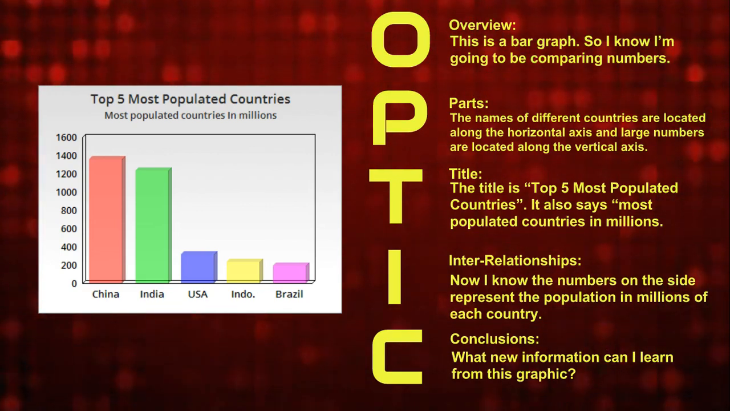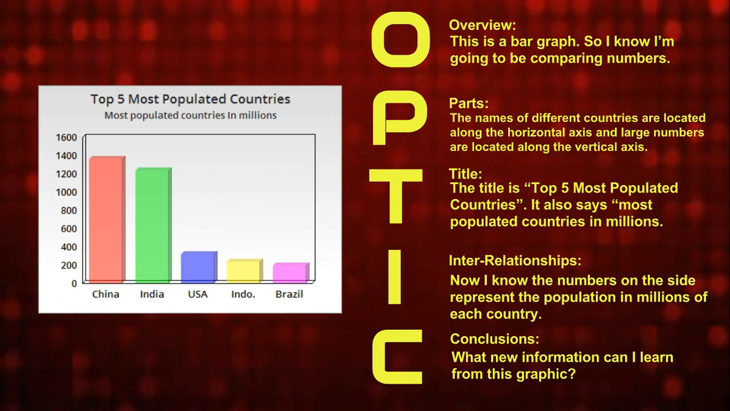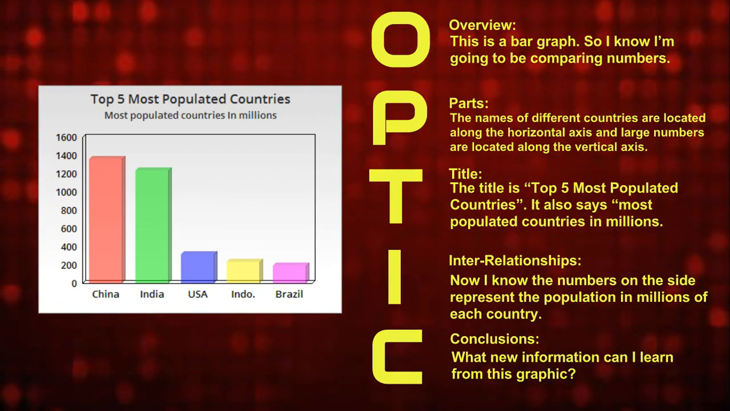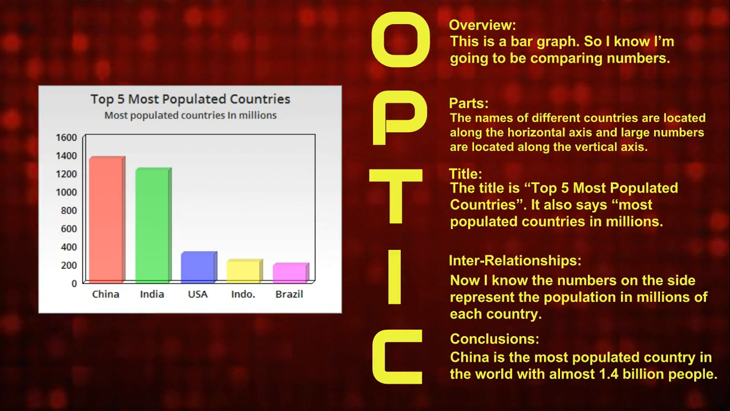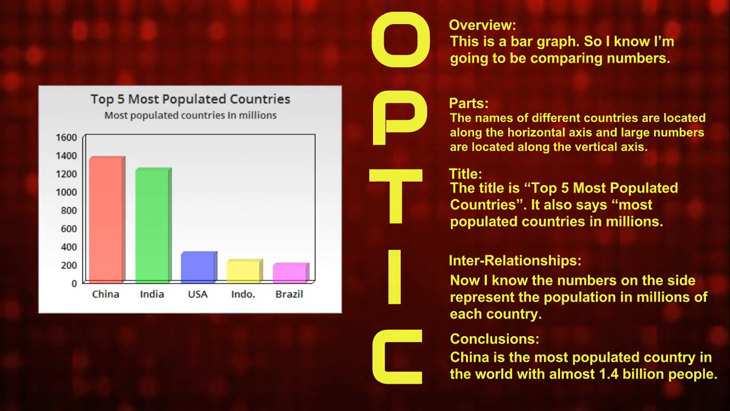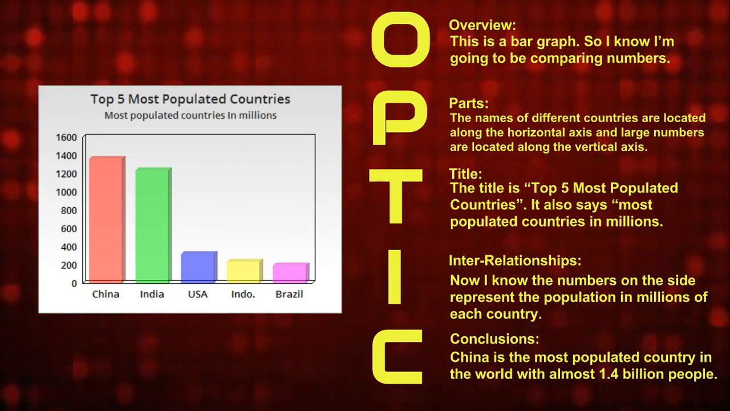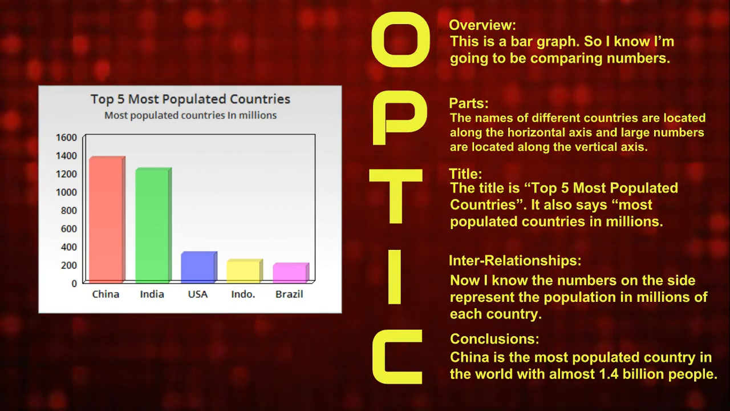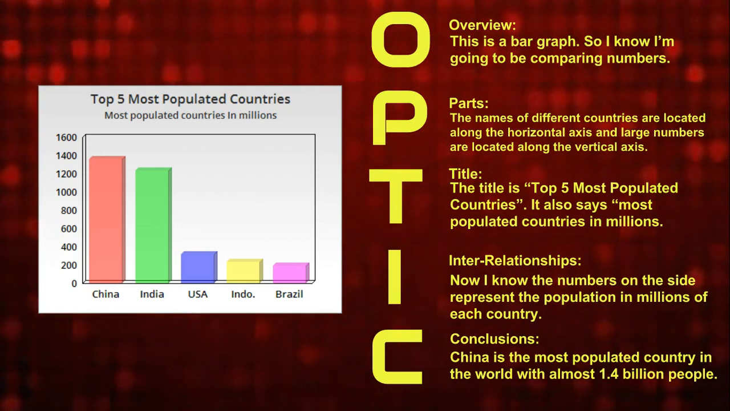And finally C, conclusions. What new information can I learn from this graphic? One of the many things I can tell from this graphic is China is the most populated country in the world with almost 1.4 billion people. What conclusions can you draw?